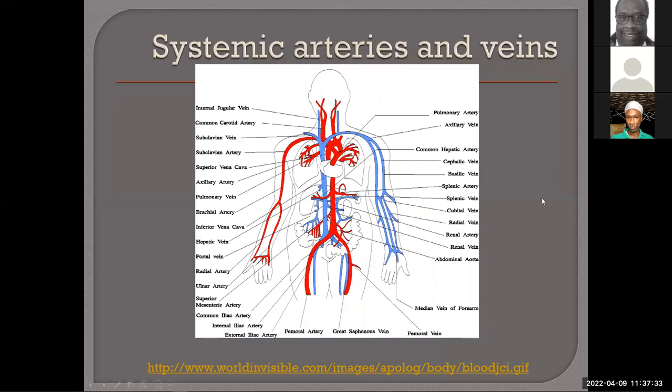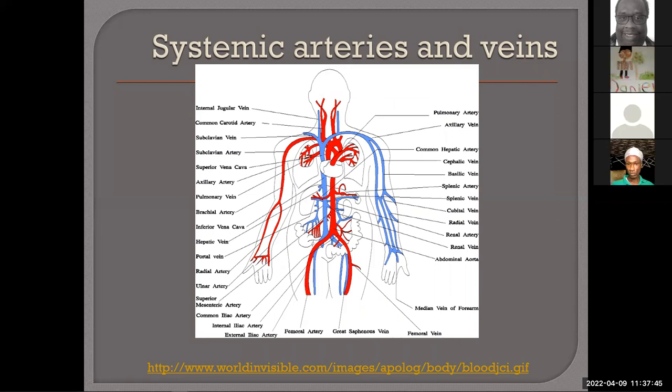Now the systemic. Why do they call the systemic circulation the systemic circulation? And why do they call the pulmonary circulation the pulmonary? Anybody? So the systemic goes to the rest of the body. Correct. And the pulmonary goes to? Lungs, right? So we have, which is why you'd hear, oftentimes you'd hear that we have a double circulation.